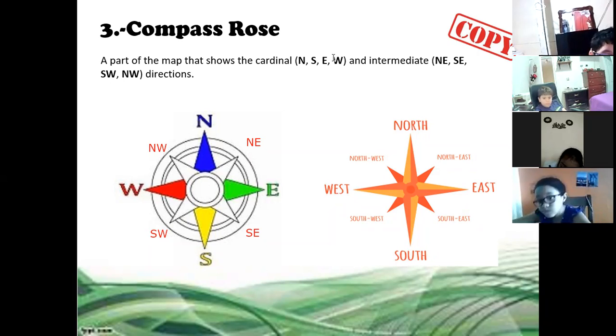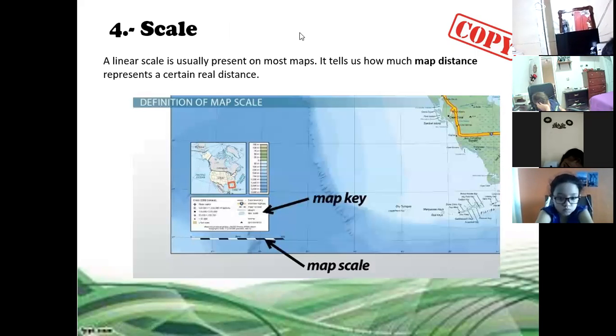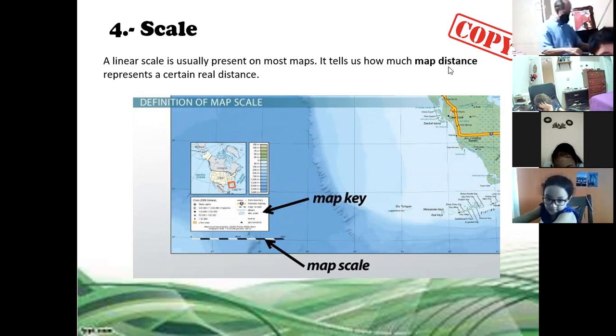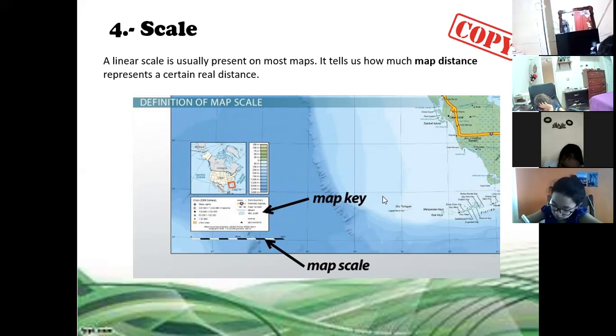Okay, number 4. I will erase this. Number 4, scale. The scale is a linear scale. A linear scale is usually present on most maps. It tells us how much map distance represents a certain real distance.